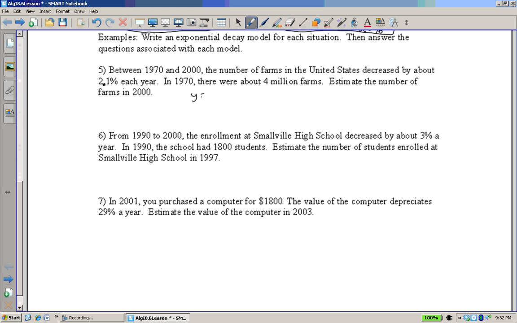Now, we're going to start off with the starting point. It says 1970. That seems to be the beginning date stamp that they give us. 4 million farms. Now, I can't just put 4 and say it's in millions. I'm actually going to go ahead and give the number 4 million. Now, I could say it's in millions, but we're going to go ahead and give the full number here. Now, it's decreased. We're talking about exponential decay, so we're going to do 1 minus.